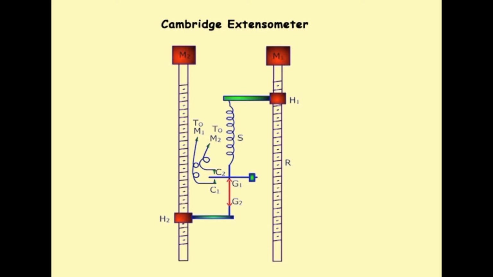So, the movement of the holder H1 provides the load applied and that of the holder H2 provides the extension. A suitable graphic device can be employed in order to get the load elongation curve by movement of these two holders.